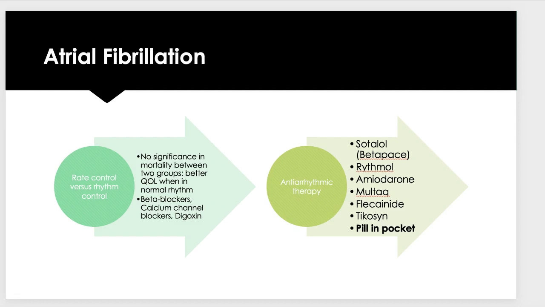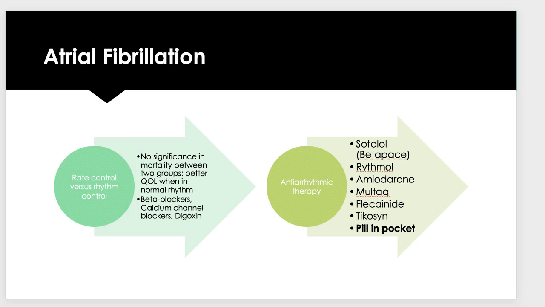So the treatment options for atrial fibrillation are either rate or rhythm control. The interesting part is that there is no significant difference in mortality between patients that are in atrial fibrillation, as long as the rate has been controlled, compared to patients that we get back into normal sinus rhythm. The added benefit is that patients have a better quality of life when they're in normal rhythm.